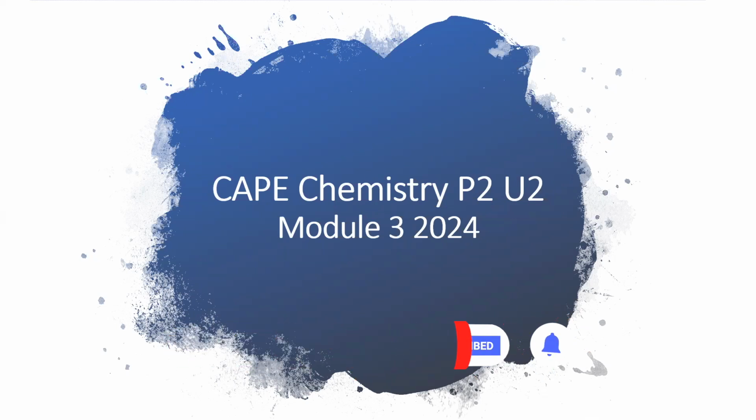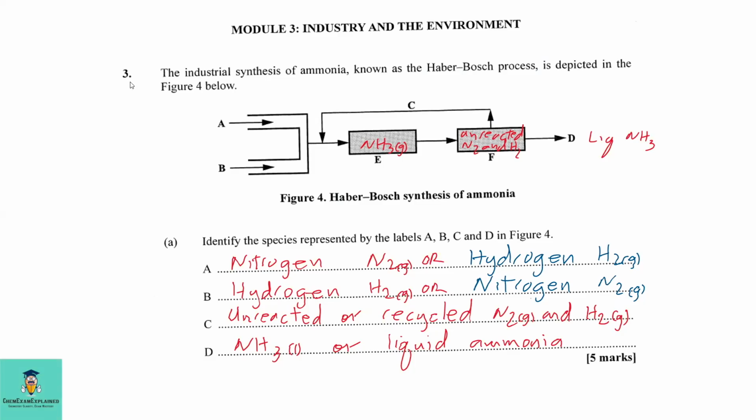In today's video, we will be looking at CAPE Chemistry Unit 2, Module 3, 2024. Let's go. Question 3. The industrial synthesis of ammonia, known as the Haber-Bosch process, is depicted in the figure below. So here we have A, B, C, D, E, and F.